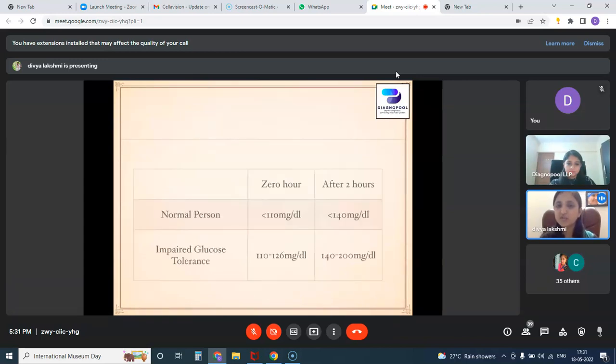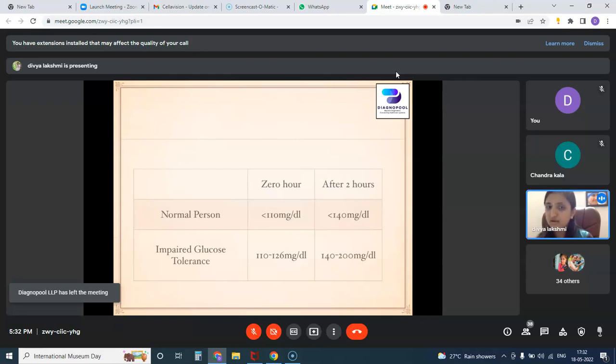So normally in normal individuals at fasting state, normal persons will have less than 110, and after 2 hours it will be less than 140. If it is above 200 after 2 hours, and if it is above 126 at fasting state, we call them as diabetes. If it comes in between 100 to 126 in the fasting, and after 2 hours it is between 140 to 200, we term them as impaired glucose tolerance. That is, they are not able to tolerate the glucose solution what we are giving. Then we will term them as impaired glucose tolerance.